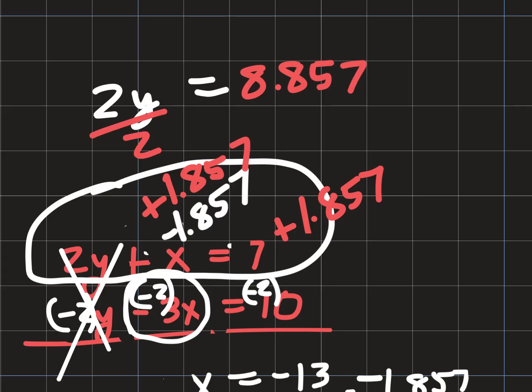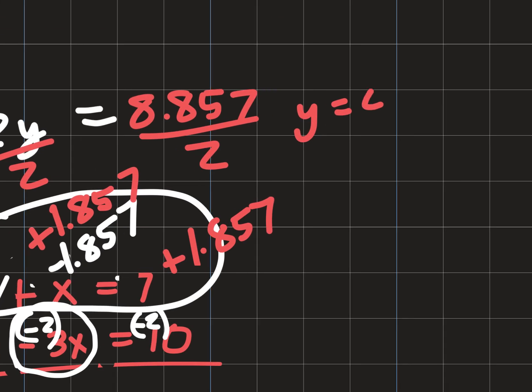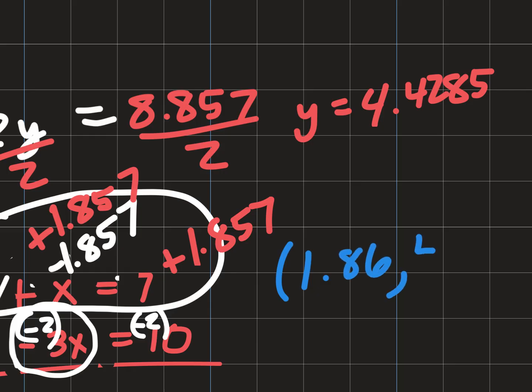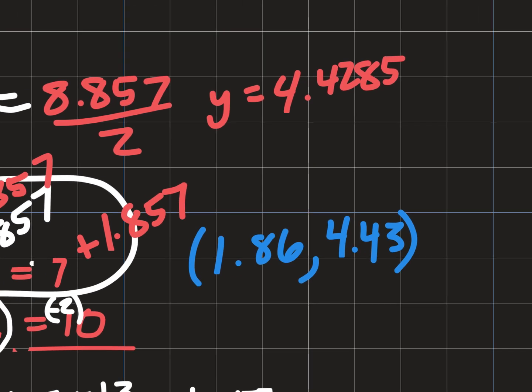And then I'm going to divide by 2, divide by 2. What is 8.857 divided by 2? 8.857 divided by 2 is 4.4285. And if I end up rounding to 2 decimal places, I got my x as 1.86 and my y as 4.43. Look, I didn't graph and see where they crossed, and I showed my algebraic steps.